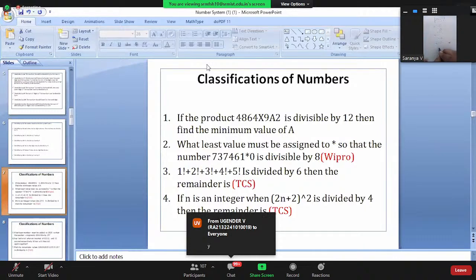Yes. Therefore, last three digits will be 73746,120. Is it divisible by 8? Yes. Mute your audio. Therefore, the answer is 2. Any doubts after this?